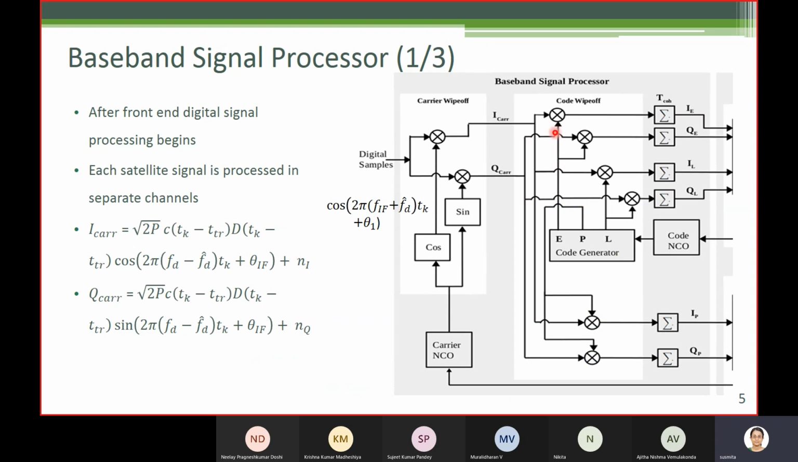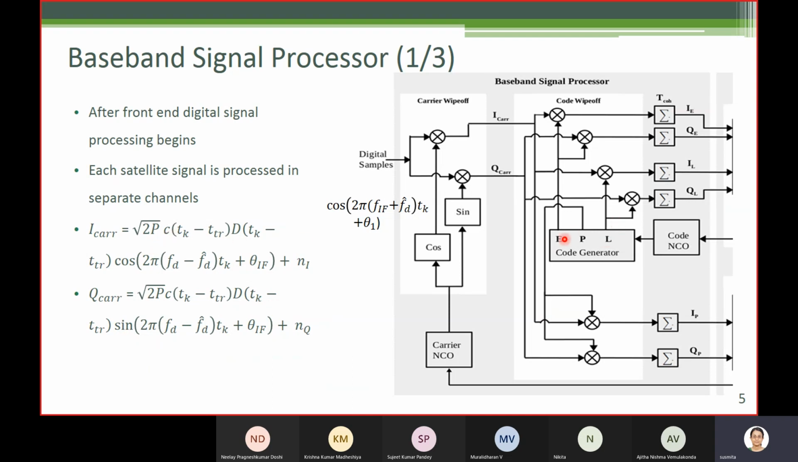Here, what are we doing? We are multiplying the code samples with the I and Q terms. Let's assume that the receiver's knowledge of FD is very good, so this is very small. This is also small, so this term is very small and can be approximated as 1, whereas this is very small.